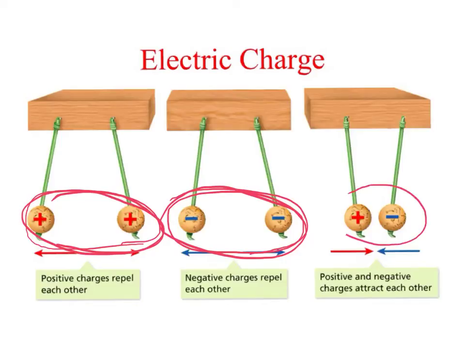And then, of course, the good old cliche, opposite charges attract to each other. So if an object is positively charged and it's close to another object that's positively charged, they will push away from each other. If 2 opposite charges are close to each other, they will want to stick together. They're attracted to each other.